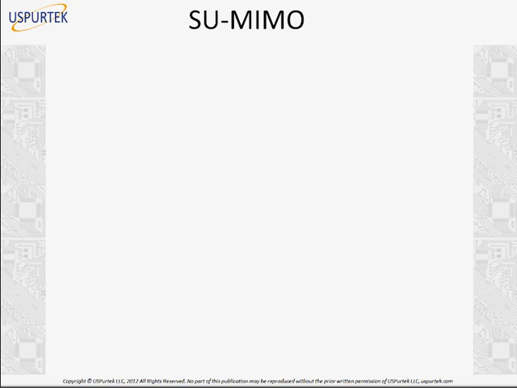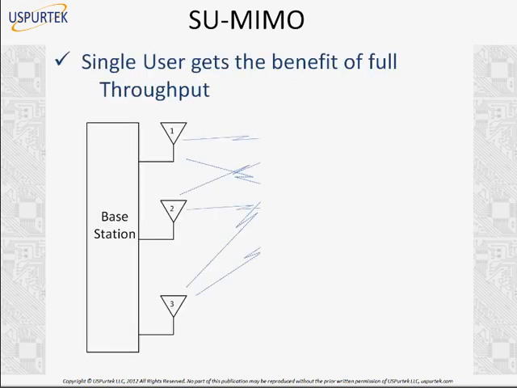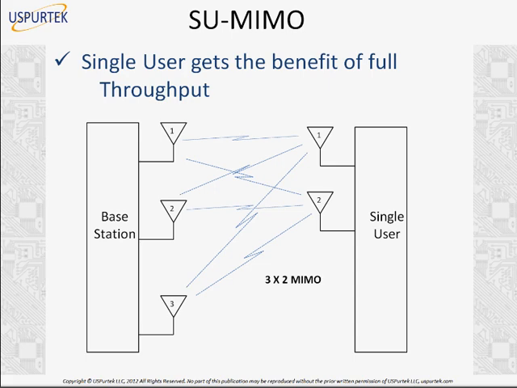Now let's see the meaning of single user MIMO. In single user MIMO, a single user gets the benefit of full throughput. So I'm assuming my receiver has the capability to have multiple antennas. It may not be a smartphone or handset, it could be a wireless router, which could have more than one antenna, and it gets all the full throughput, all the excellent benefits of MIMO, utilized by a single user. There's no other user, just one single user.